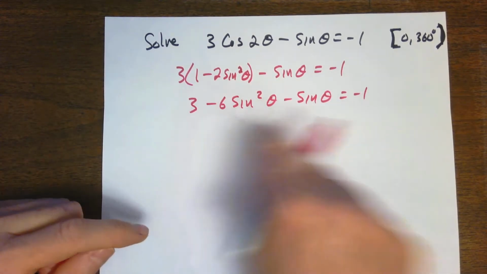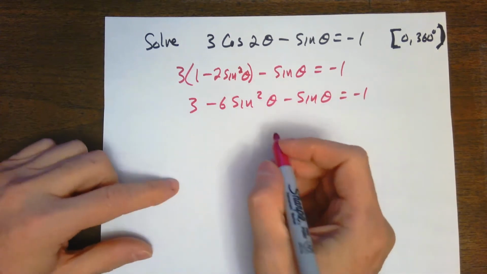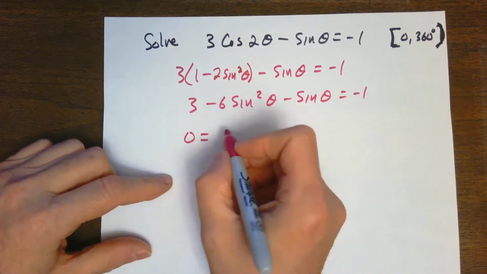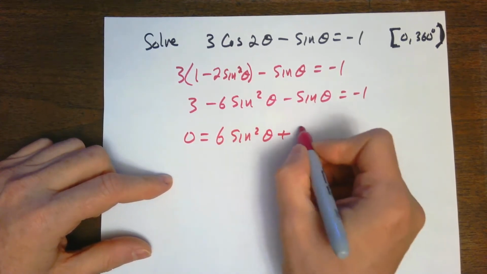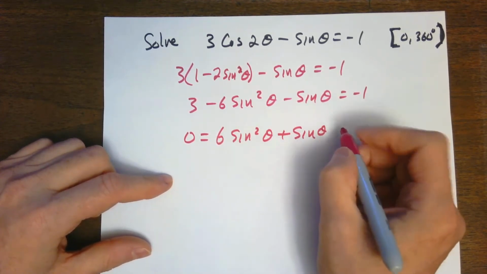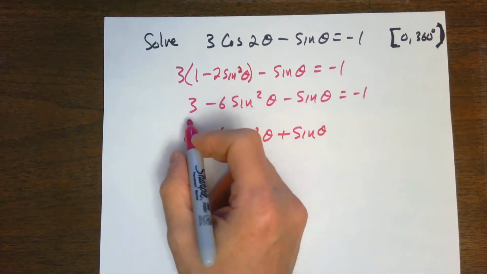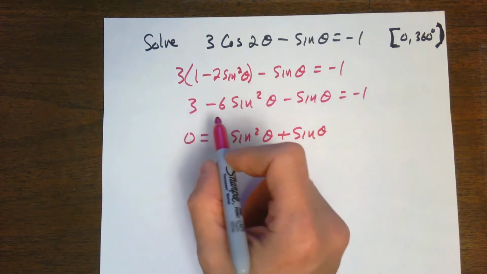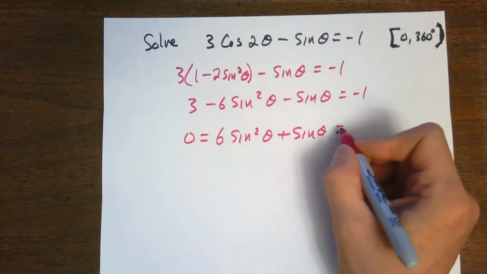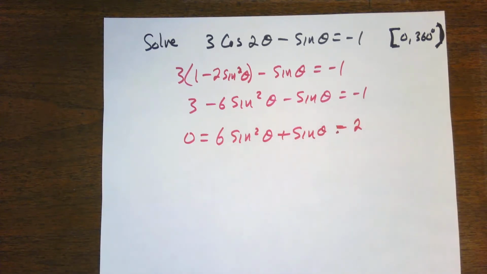I'm going to move everything. I'm going to add that over, subtract that over, get it in standard form, and I get 0 equals 6 sine squared theta plus sine theta. Subtract 3 from both sides. Minus 2. Does that seem right?